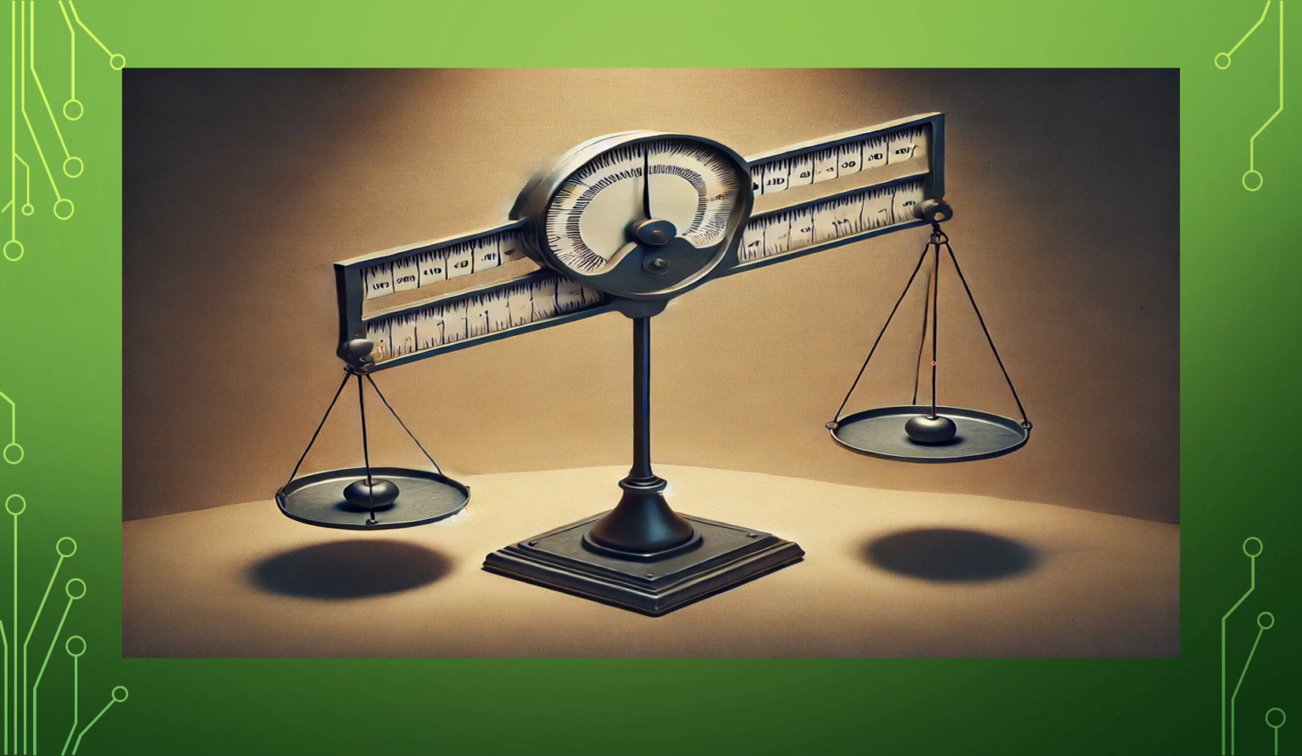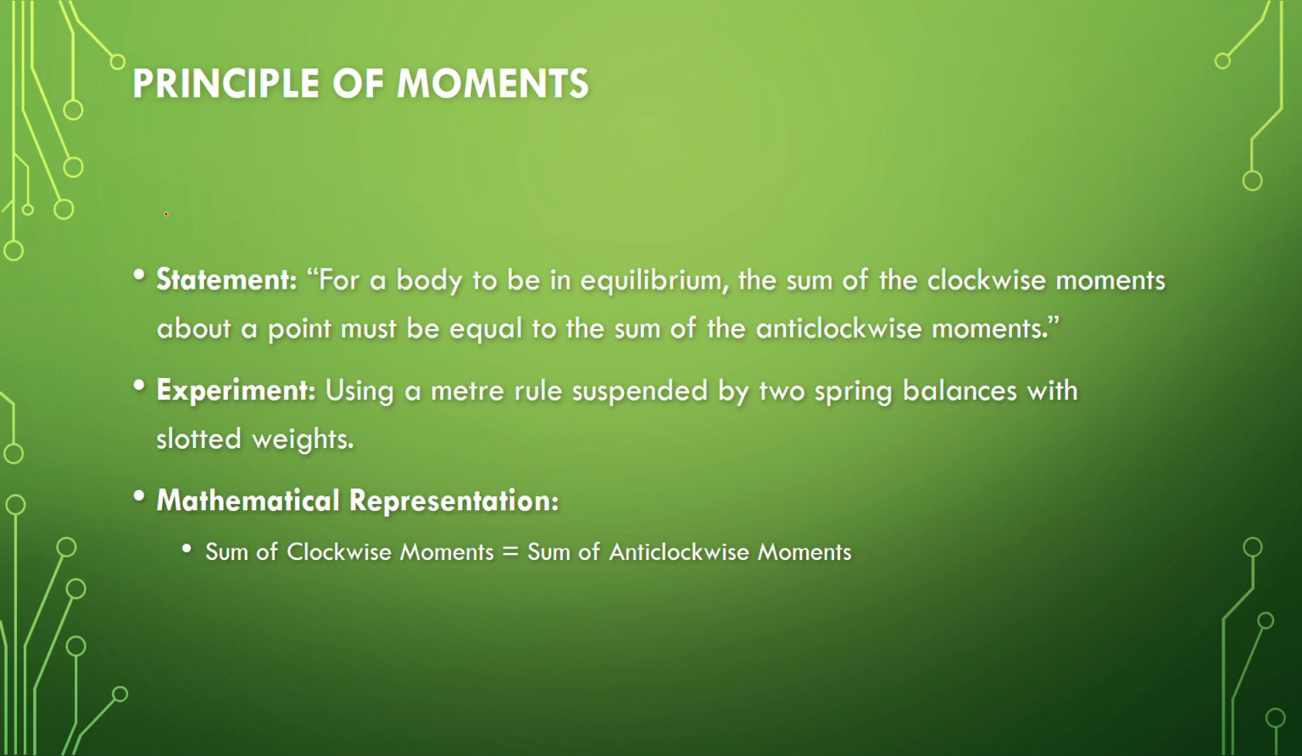Okay, next, the principle of movements statement. For a body to be in equilibrium, the sum of the clockwise movements about a point must be equal to the sum of the anti-clockwise movements. Okay. Experiment using a meter rule suspended by two spring balances with slotted weights. Mathematical representation: sum of clockwise movements is equal to sum of anti-clockwise movements.